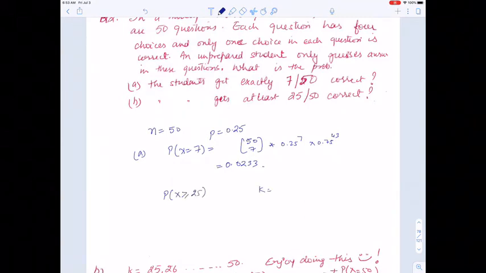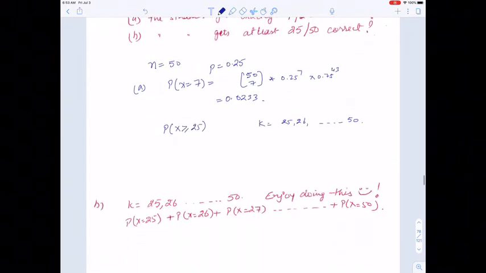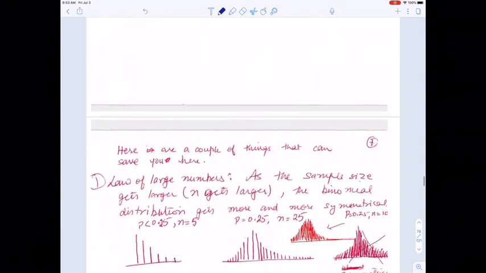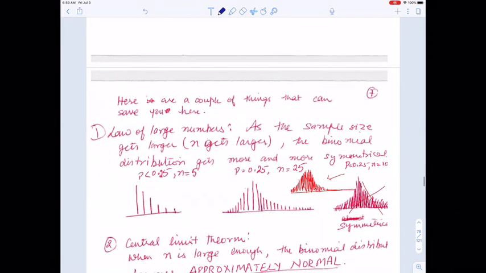That means K is 25, 26, ... 50. Now have fun. Right? That's a lot of K values. Well, how do we do this? For that, we'll have to learn a theorem.